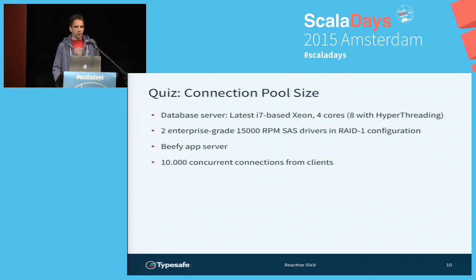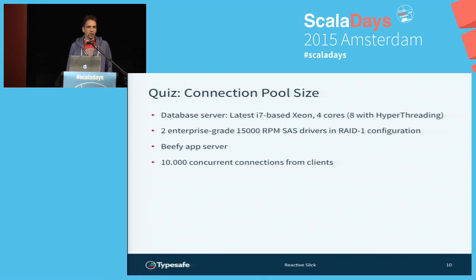So how many of these connections do you need? Let's do a little quiz here. We assume we have a database server, latest i7 or whatever you want, 4 cores, 8 threads. You have 2 enterprise-grade 15K SAS drives in a RAID 1 configuration, so mirrored for data safety. And you have an app server which is strong enough not to be the limit here. And you want to serve 10,000 client connections concurrently.